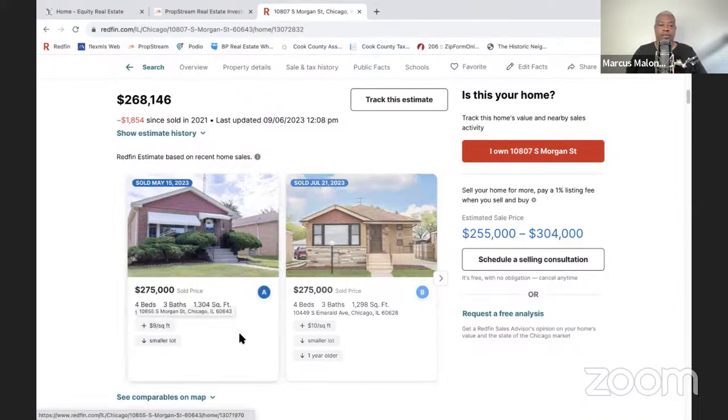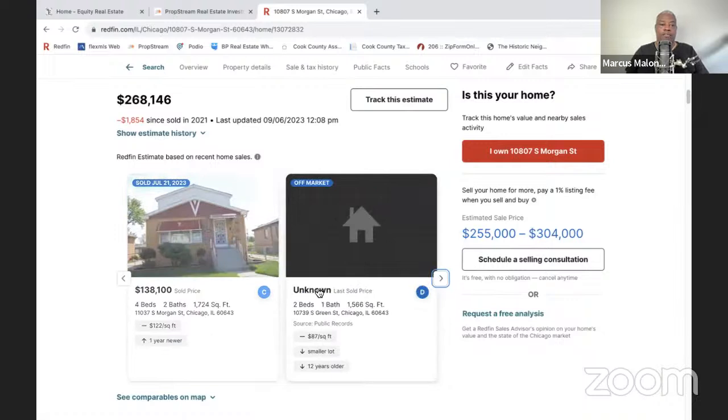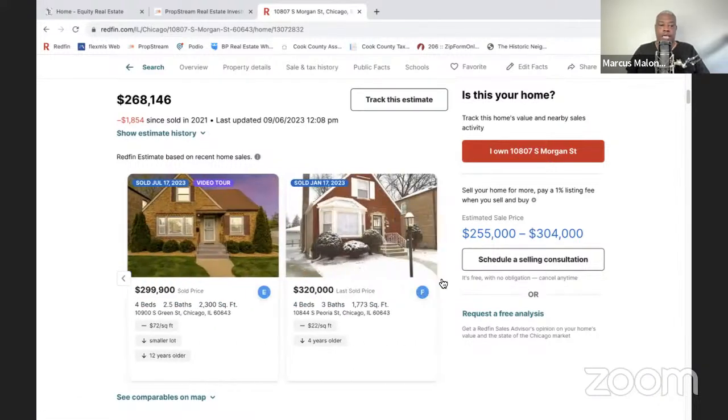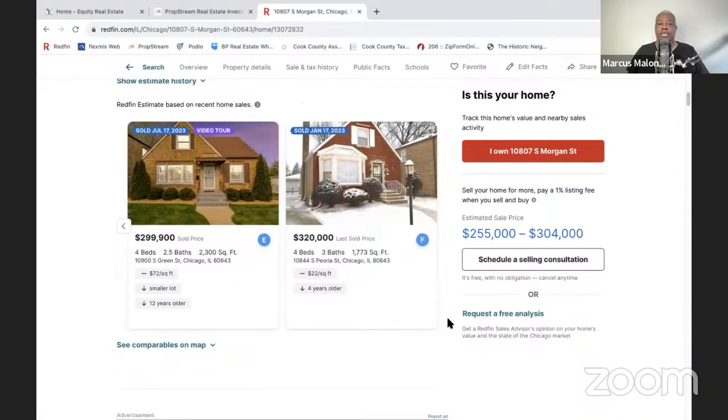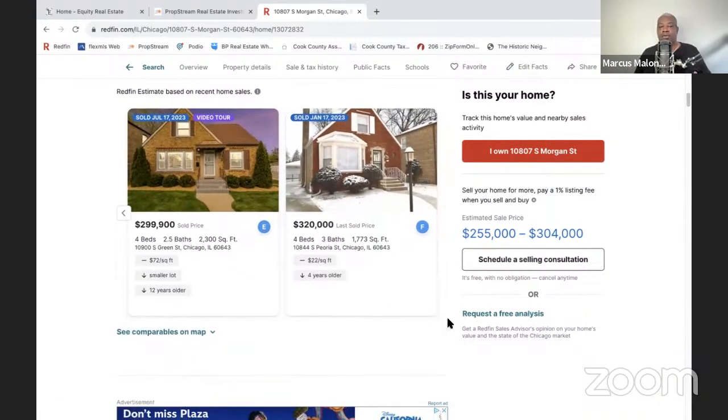I'm seeing a 4-bedroom, 3-bathroom, 1,300 square feet for $275,000 that just sold last month. And then we have one that sold last month for $138,000 that I'm sure is not renovated. And then we have an unknown property, and then 2 other properties. So what do I mean by making sure that you stay within the block radius? You want to try and stay within a 1-mile radius of the subject property, but you also want to make sure you don't cross any major streets.